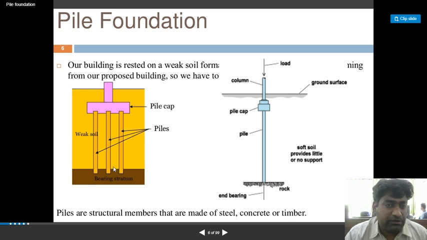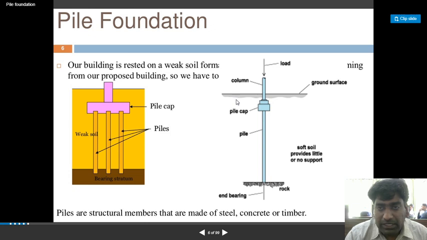In the figure we can see how these three piles are provided in a weak soil, where the pile is driven to the bearing stratum. The bearing stratum can be a rock or any clay deposit. After providing piles in a group, we provide a pile cap, and after that we provide either piers or a column over it, which are supported by these piles.